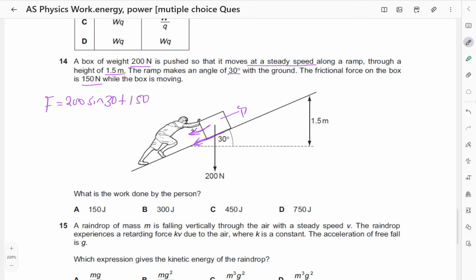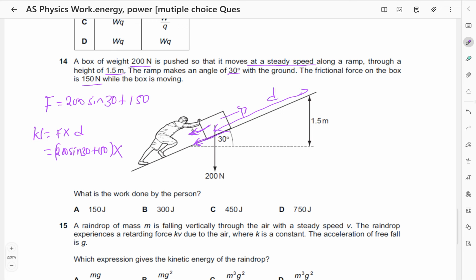So work done is going to be force times the distance in the direction of the force. So this is going to be 200 sine of 30, which is just 100, plus 150. That is the force. Then times the distance moved. Let's first find this distance. The distance moved is this distance here up the slope, which I'm going to call D.